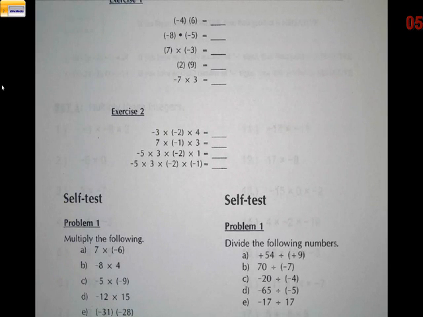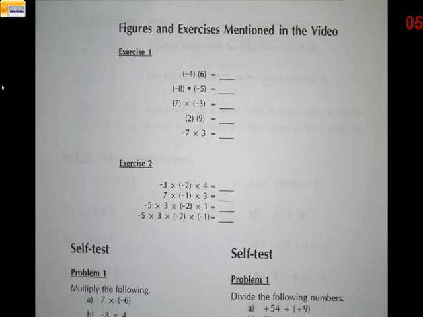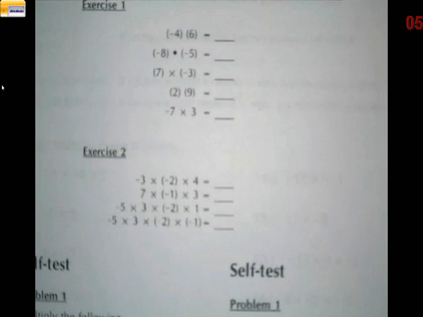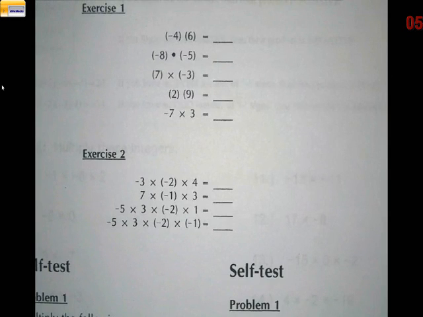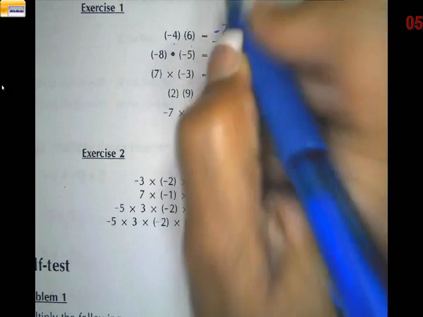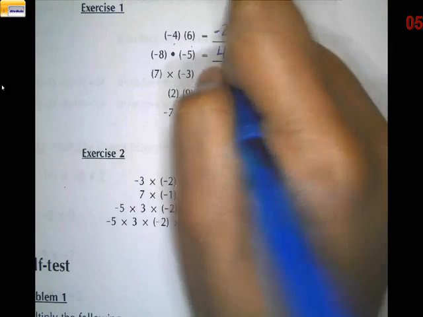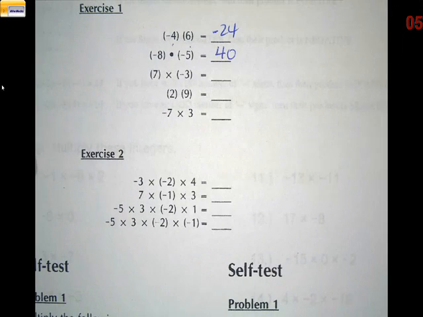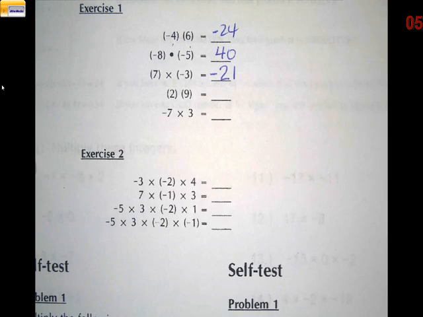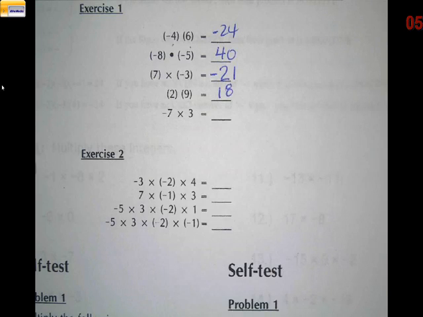Okay, on page 4 we have a couple of problems at the top. Exercise 1, let's do that together. What is negative 4 times 6? Negative 24. What about negative 8 times negative 5? No, not 45. Positive 40. Negative 3 times a positive 7. Negative 21. 2 times 9. Positive 18.